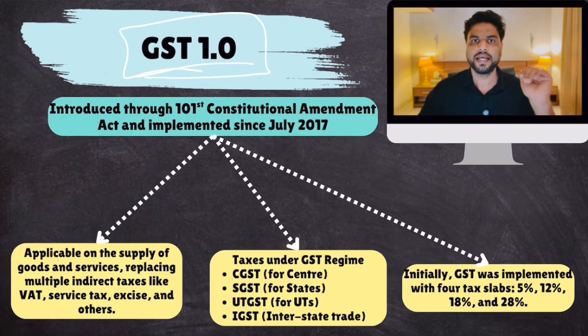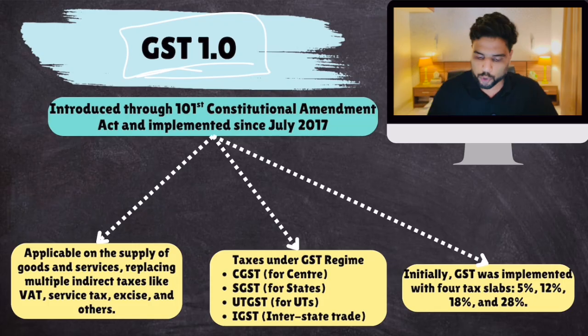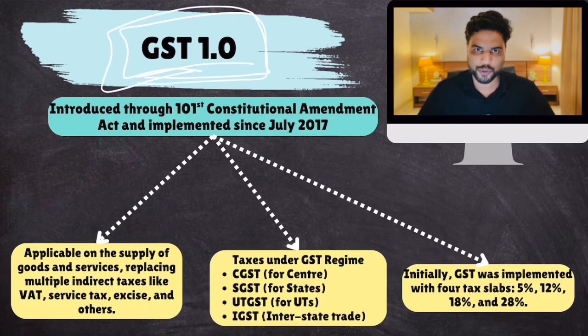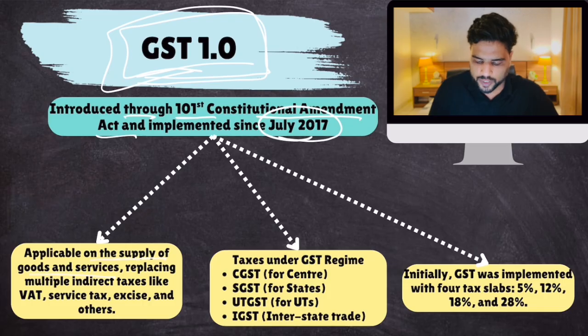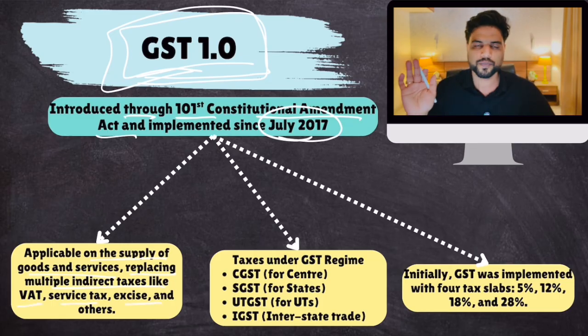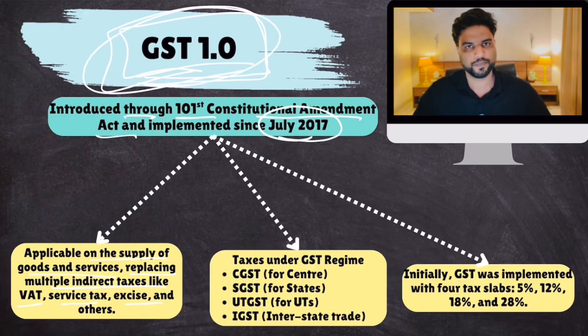Yes, everyone knows that. Now, the center has certain powers to tax people and businesses. The state has certain powers to tax businesses. And these powers come from the Constitution of India. Therefore, to bring in GST, we had to amend the Constitution. So it was introduced through the 101st Constitutional Amendment Act, and it was implemented since July 2017. GST 1.0 is applicable on the supply of goods and services, replacing multiple indirect taxes. Before GST, there was value-added tax, service tax, excise duty, and many other duties. They were all subsumed under GST.